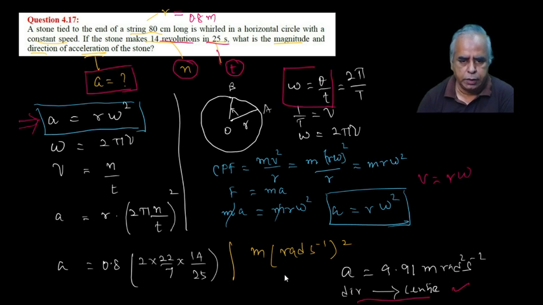Here the unit is very important. So here a is equal to r omega squared. R is given in meter. Omega means radian per second. So radian per second whole square. So the actual unit is meter radian square per second square. And what about the centripetal acceleration? The magnitude of centripetal acceleration is 9.91 meter radian squared per second square. And what about the direction? That is pointed towards the center like this.